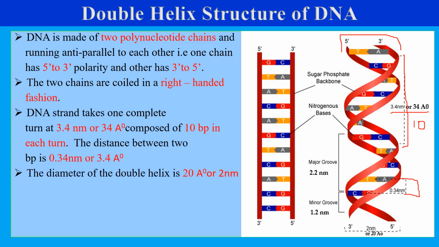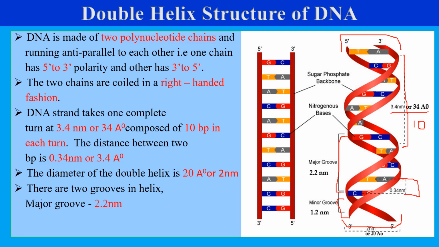Next, the diameter of the DNA, that is from here to here, is 20 angstrom or 2 nanometer. There are two grooves in the helix. The width of one groove is large and this groove is called the major groove, measuring about 2.2 nanometer. The width of the other groove is less, called the minor groove, measuring about 1.2 nanometer.